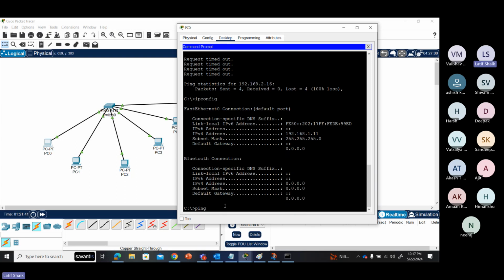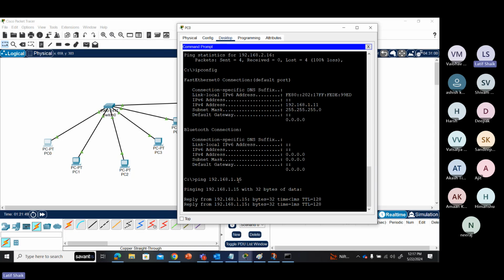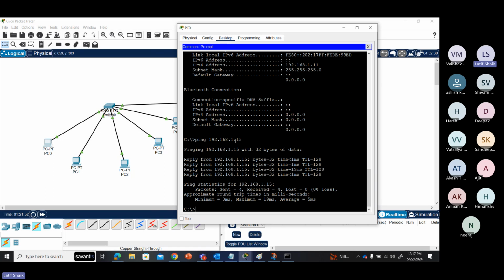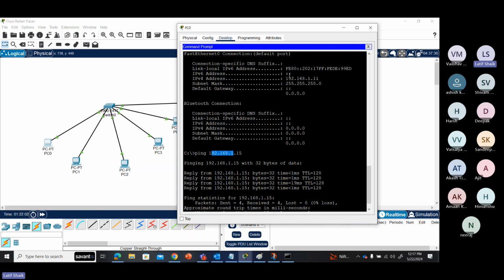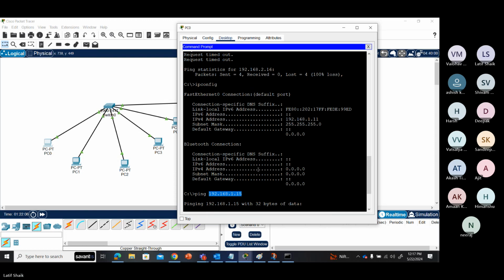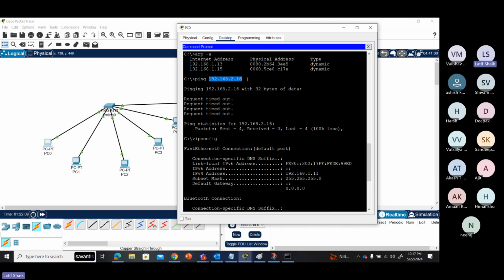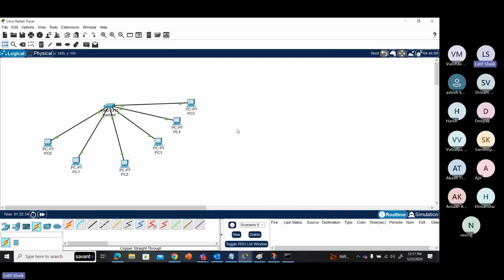In case I'm pinging 192.168.1.15, it communicates because both systems are in the same network. Of course, all systems are physically connected together, but logically these two systems are in the same network. This system and this system are both in the same network. This one is not in the same network, meaning a different network ID, a different logical network. You guys understand?